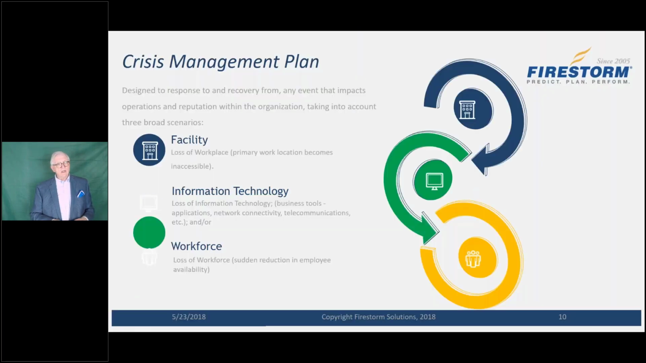Now, there are 3 things that can happen in a crisis. Something could happen to your facility. We could have a fire, we could have a flood, we could have a tornado. Something could happen to our technology. City of Atlanta recently had a cyber breach, and data was withheld and held for ransom within it. Something that could happen to our workforce.